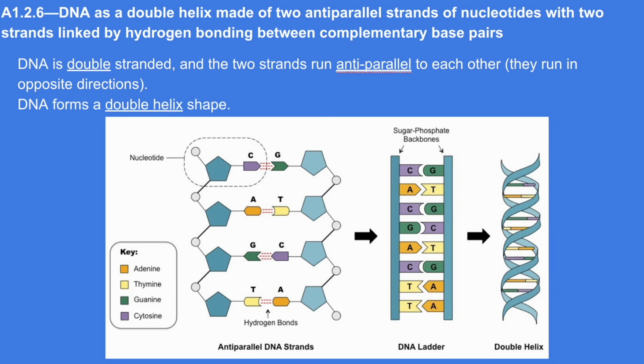Okay, DNA is double-stranded. The strands are anti-parallel to each other. So when you draw your DNA, you're going to draw one half of it. Then I recommend turning your page upside down and drawing the other half so that you don't make any mistakes, that your sugars are pointed in the right direction, that your phosphates are in the right direction, and then you're just going to indicate a single dashed line for the hydrogen bonds. You should know that DNA forms a double helix shape.